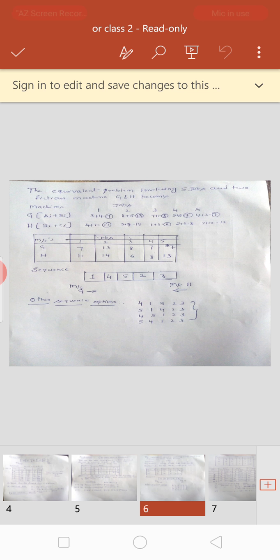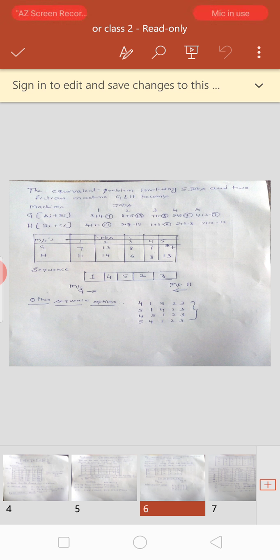Those are A plus B, considered as one machine, and the remaining B and C as another machine. Now we have created two machines. Let us call them G and H. G is a combination of A plus B, and H is a combination of B plus C.